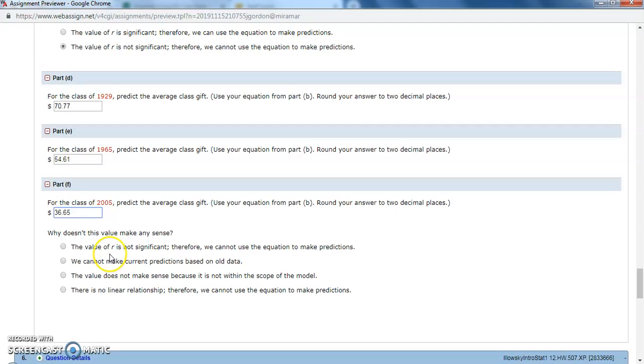And why doesn't this value make sense? The value of R is not significant, therefore we cannot use the equation to make predictions. We cannot make current predictions based on old data. The value does not make sense because it is not within the scope of the model. There is no linear relationship, therefore we cannot use the equation to make predictions.